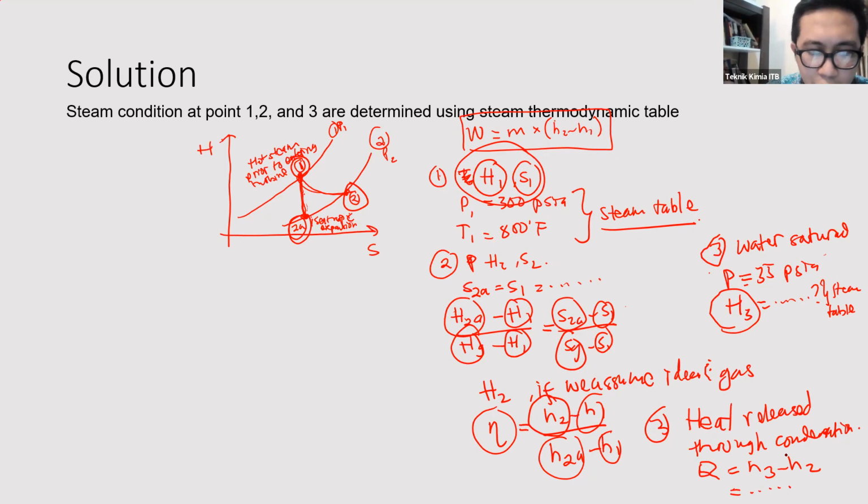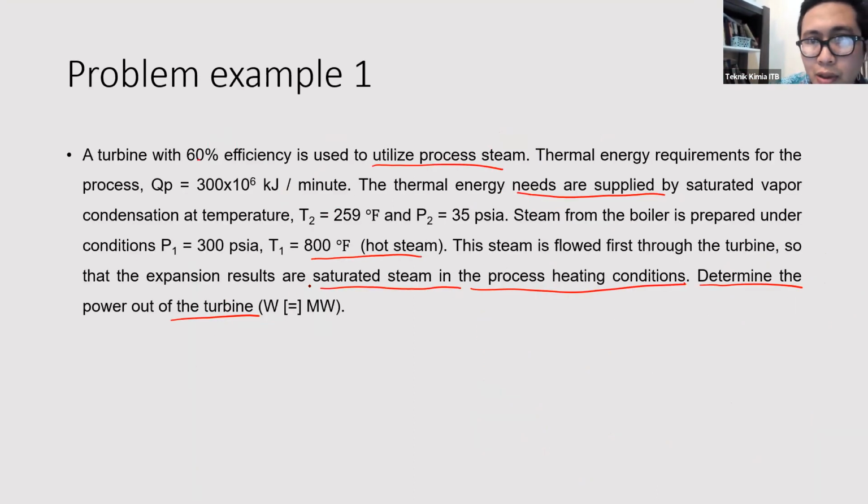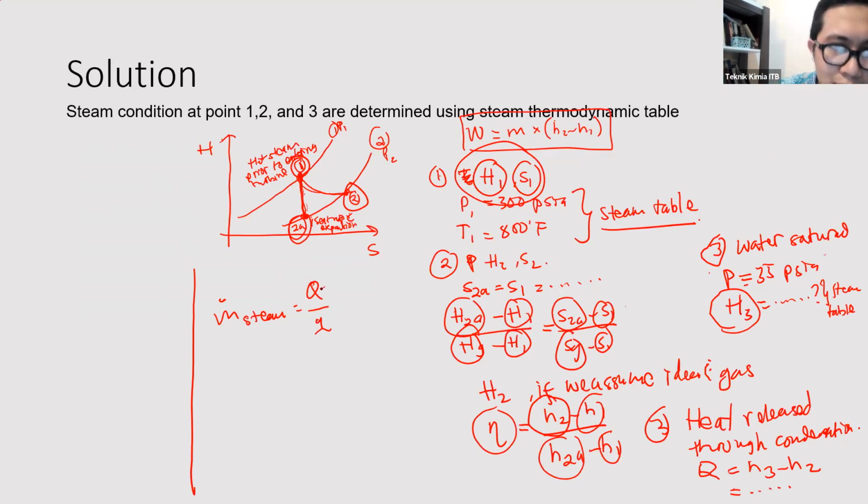And after that, you can calculate the flow rate of the steam, or the M steam. So the M steam will be equal to QP divided by q, where QP indicates the demand of heat, the thermal energy requirement for the process, and the small q is the heat release.